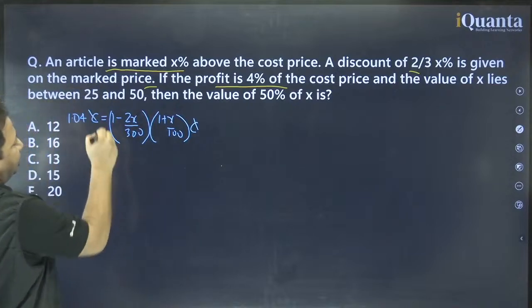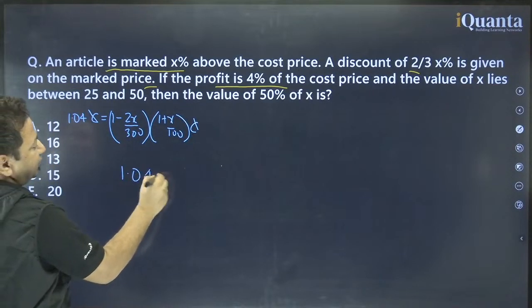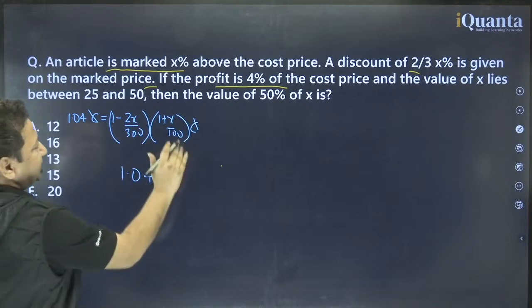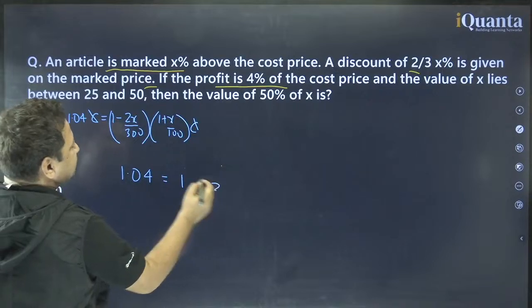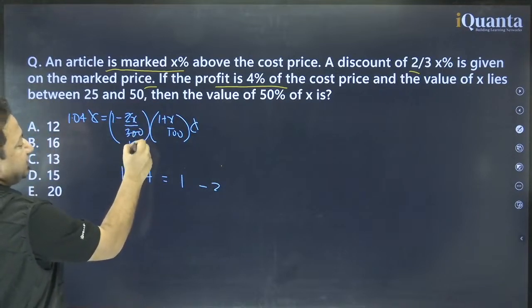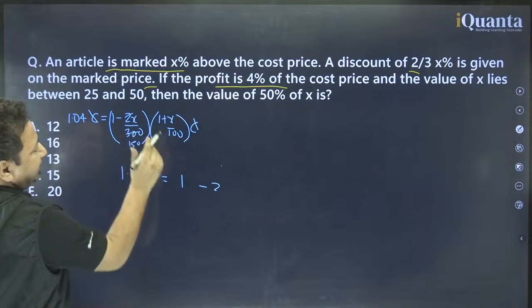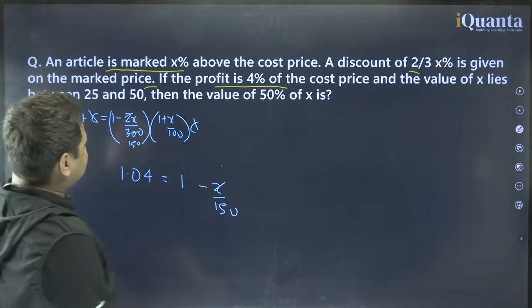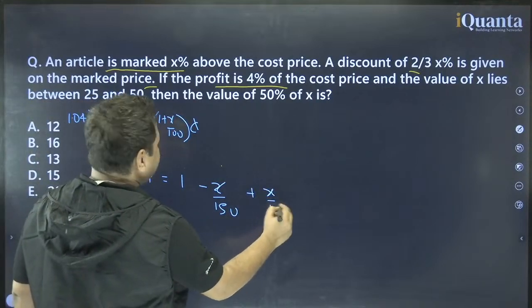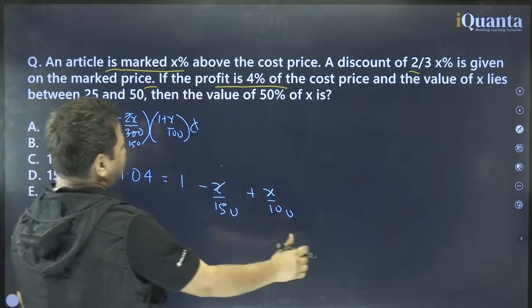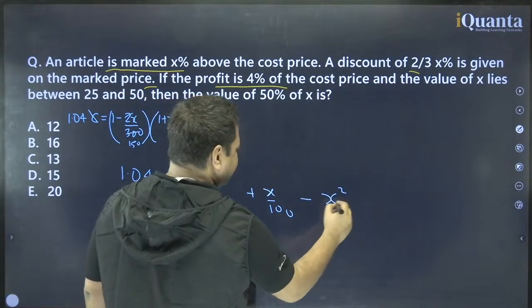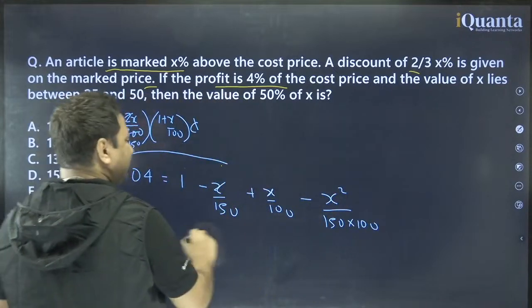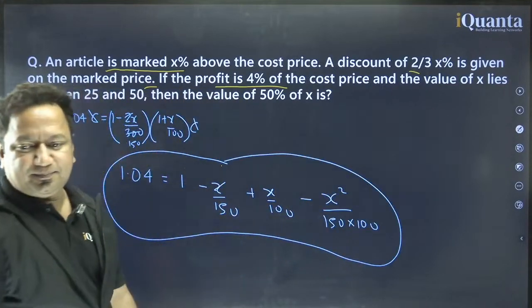Now there are two ways to do it. Either you can calculate it completely in a mathematical way. Like if you expand this, you'll get 1 minus 2x, this gets cancelled, 150 times. So you will get 1 minus x by 150. All right. Plus x by 100 minus x square by 150 into 100. Now this is what you get. You can solve it. I know all of you can solve it.